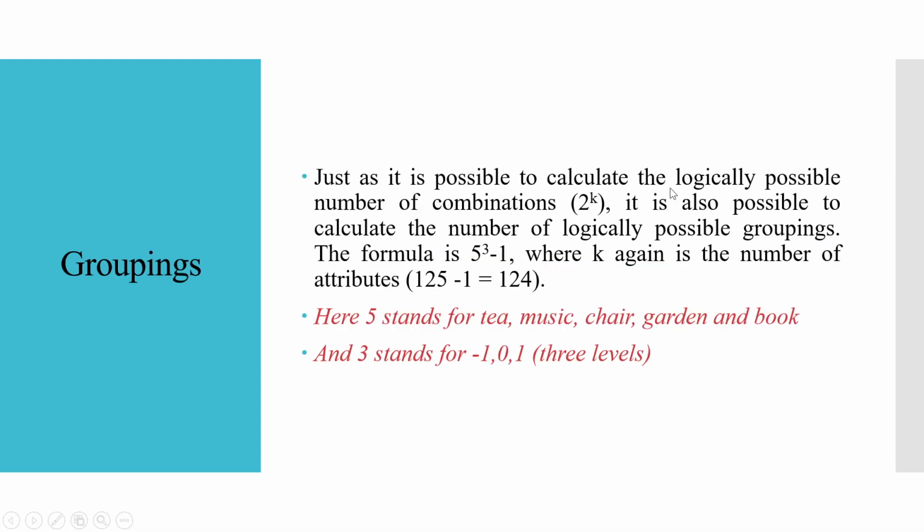Just as it is possible to calculate the logically possible number of combinations, 2 raised to k, it is also possible to calculate the number of logically possible groupings. The formula is 3 raised to k minus 1, where k is again the number of attributes. Now what does this 5 stand for? T, music, chair, garden and book. And 3 stands for -1, 0, 1. 1, presence; -1, absence; 0, don't care.